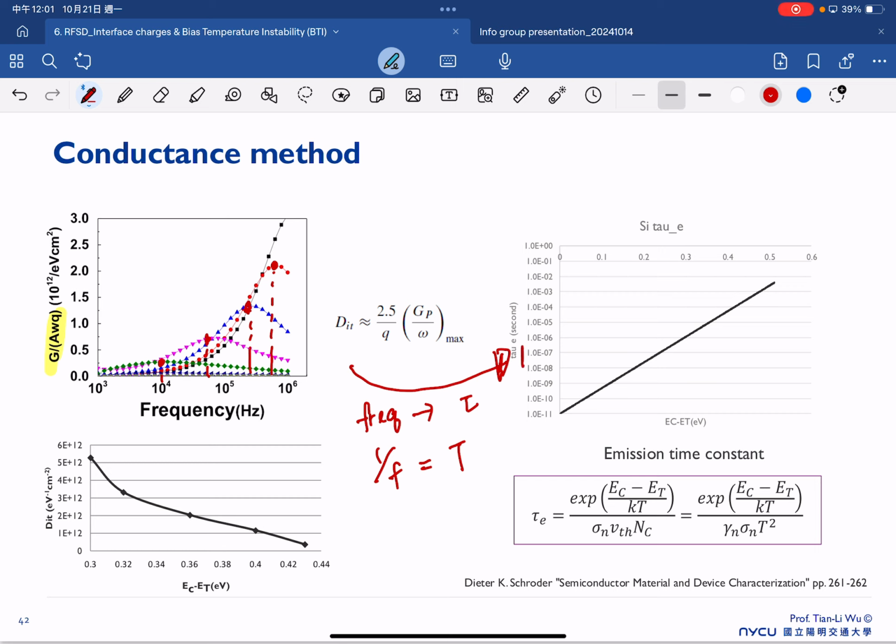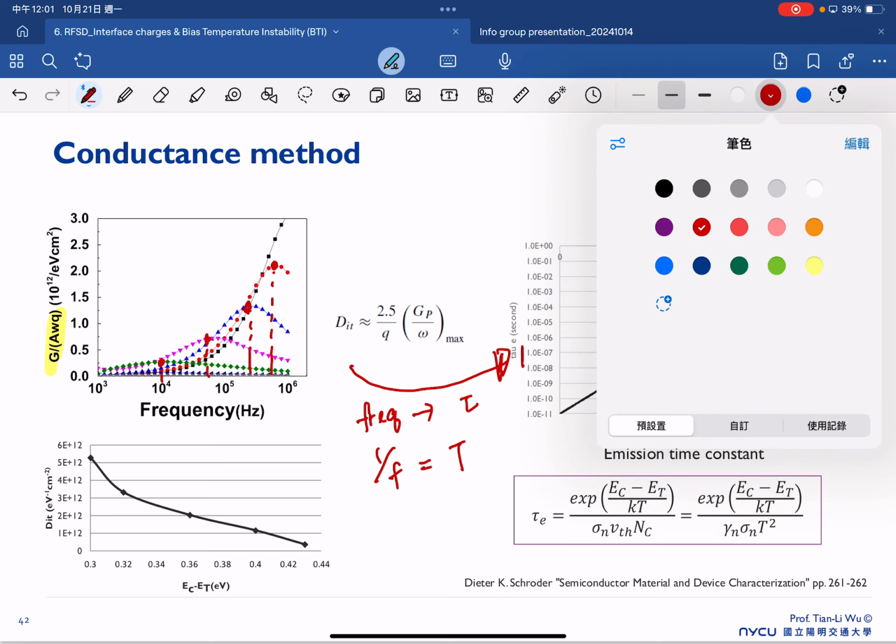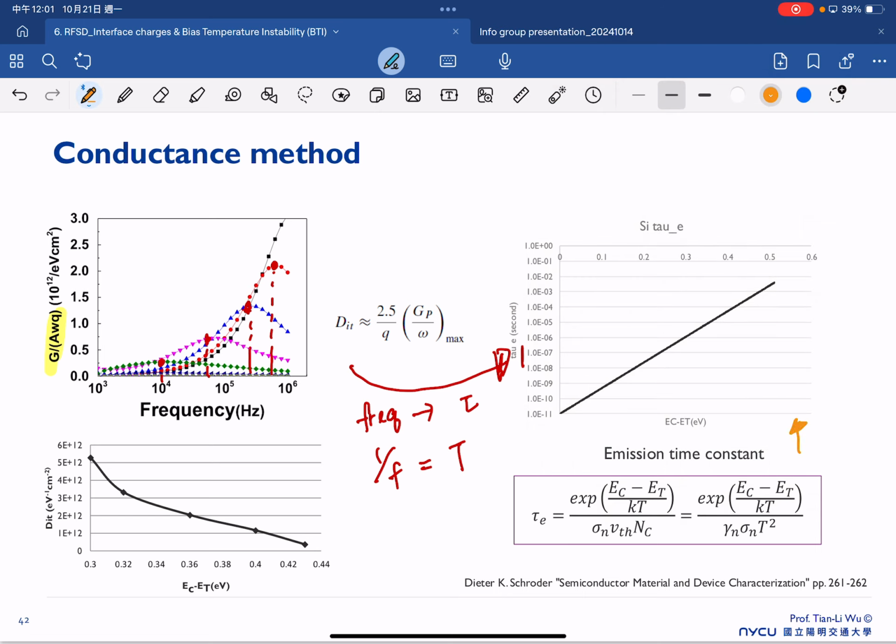And also by considering this equation, we can start to make this graph. So we can realize that for each different energy level here, because the x-axis is the energy level, now we have the tau here and we have an energy level here. So ideally, as long as we have a tau, we can get the energy level. Of course, this equation is very complicated, so usually we make the graph this way.